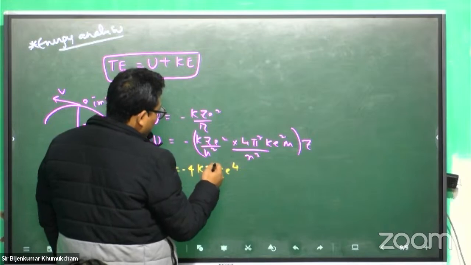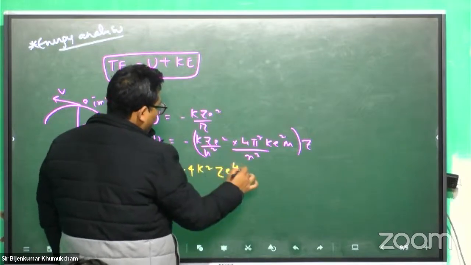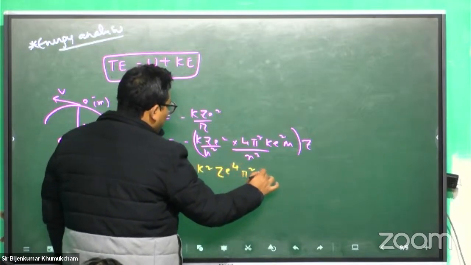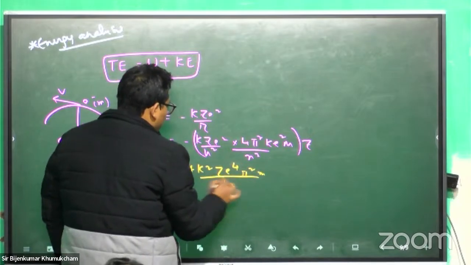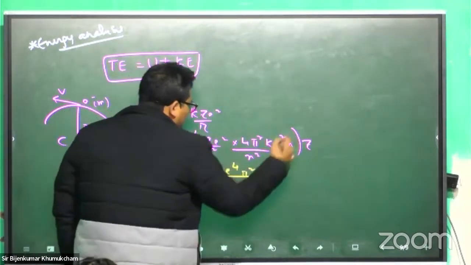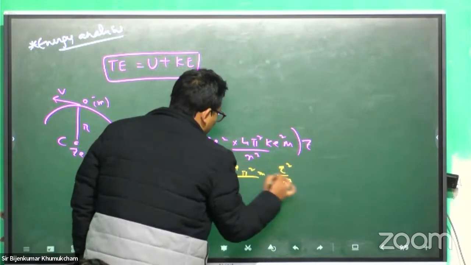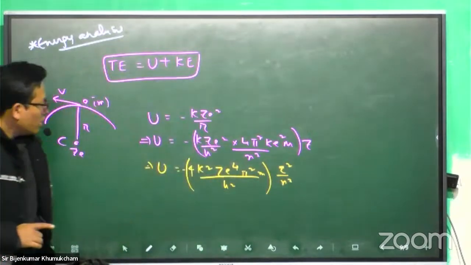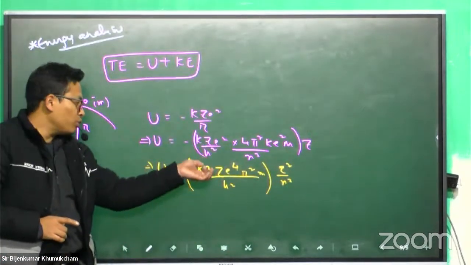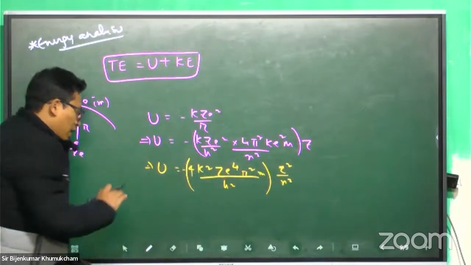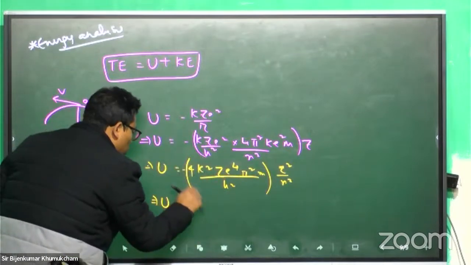And pi square. Pi square, the mass divided by height square. So we can substitute the values. When you substitute, you will get a very nice value. So your potential energy value function.